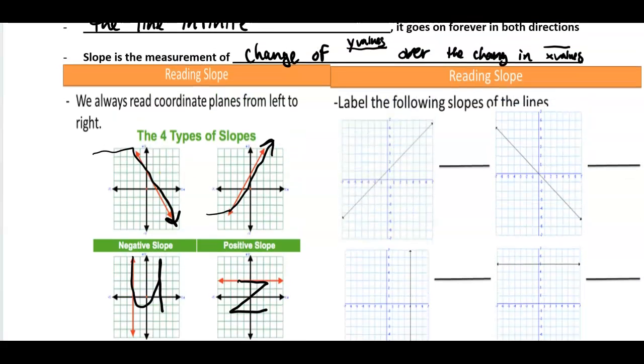So this first one, as I read it left to right, it goes up. That's a positive slope. This one goes down left to right. That's a negative slope. This is vertical, up and down, right? It's undefined. And this one is horizontal. It is a zero slope.